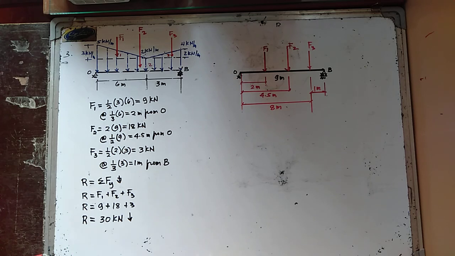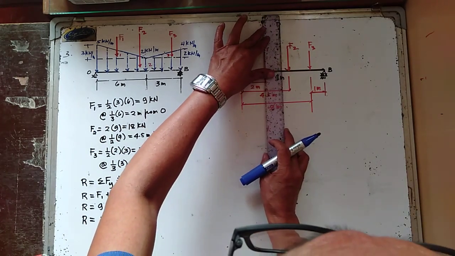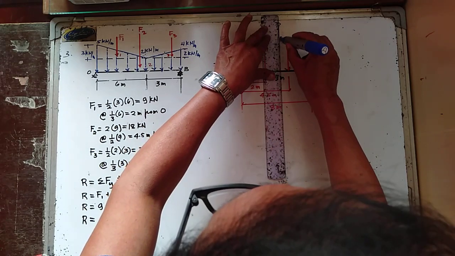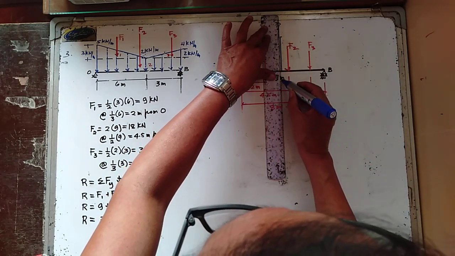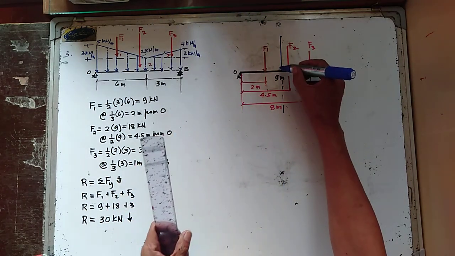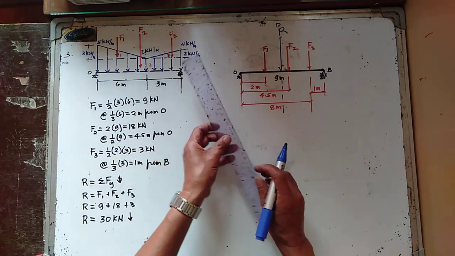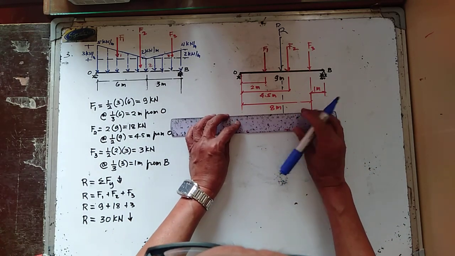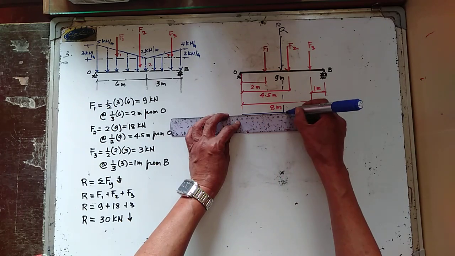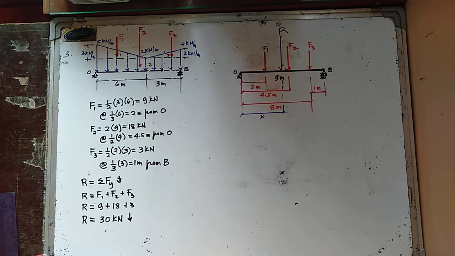Now, let us try to locate the resultant force. So this is now the resultant force R, and this is acting at a distance x from point O.